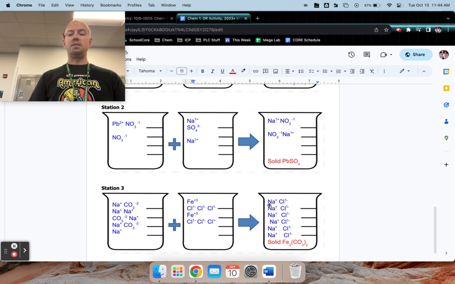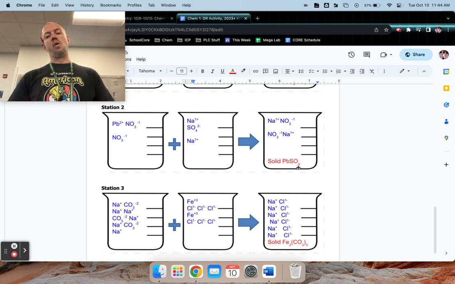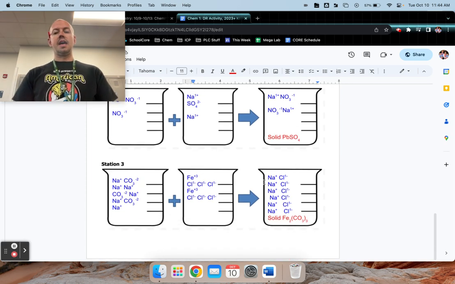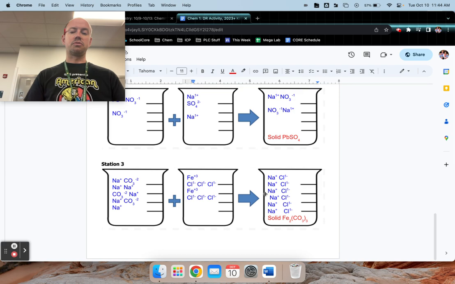The right side will have one thing that's broken apart, sodium and nitrate, with the solid. So over here we have two sodium nitrates and one PbSO4 solid. And down here we have 1, 2, 3, 4, 5, 6 sodium chlorides, positives and negatives, with one iron 3 carbonate. So make sure you check out the videos as well.